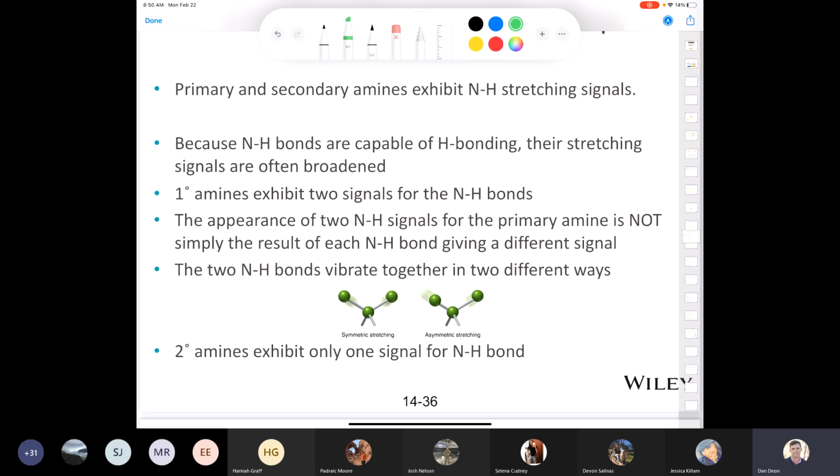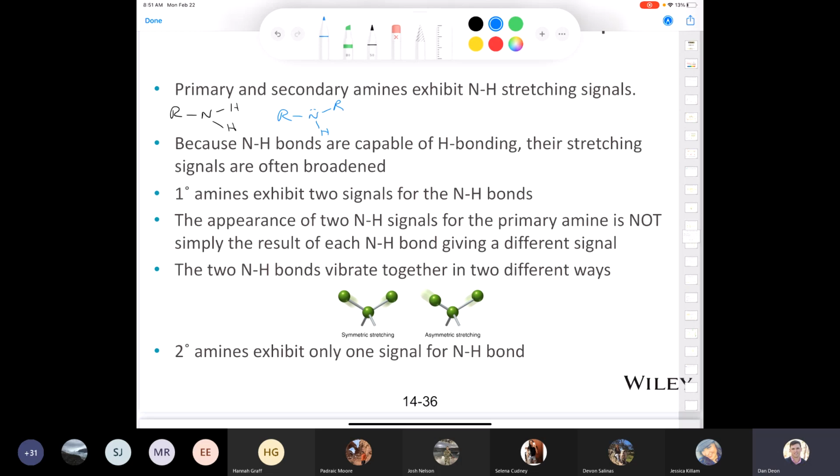So it says here that you can have a primary or a secondary amine that can exhibit nitrogen-hydrogen stretching signals. Now, what do we know about nitrogen-hydrogen bonds? We know that they're capable of hydrogen bonding, right? We know that the requirements for hydrogen bonding are a bond between hydrogen and oxygen, hydrogen and nitrogen, or hydrogen and fluorine. Well, a primary amine is when you have a nitrogen with two hydrogens attached to it, and a secondary amine is when you have a nitrogen with only one hydrogen attached to it, okay?